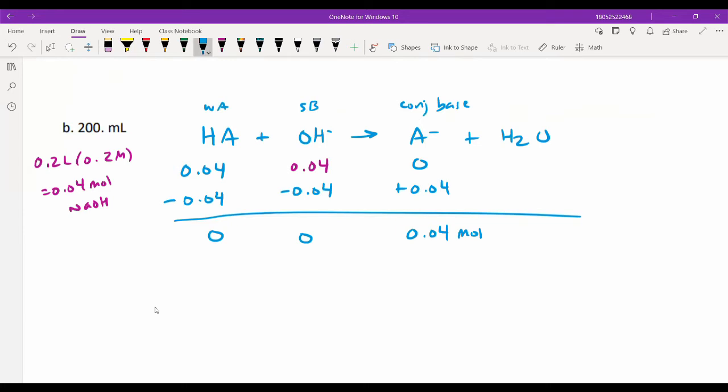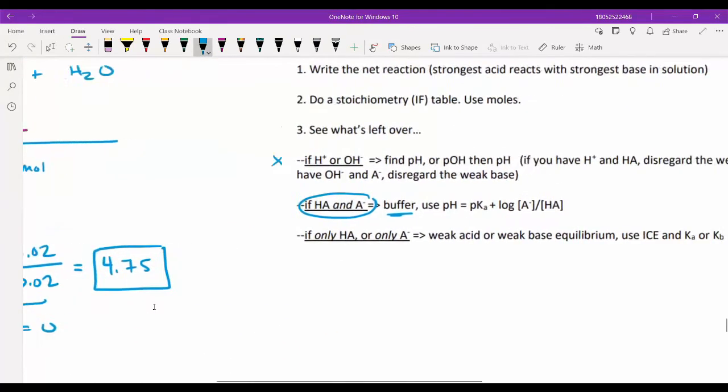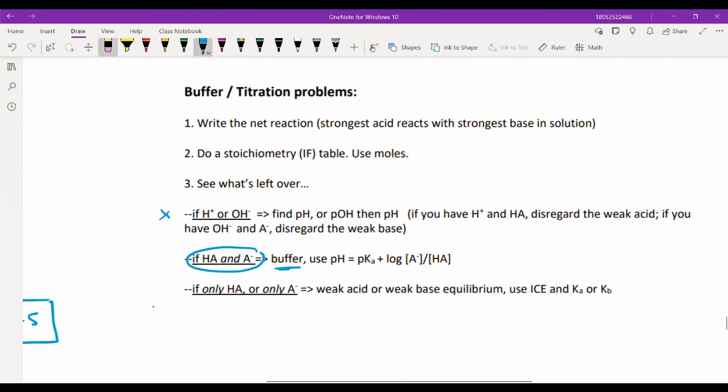And so I'm going to write this down here. Equivalence point ends up being basic due to the presence of A minus, right? Which is a base. It's not just water like in a strong acid, strong base titration, which would be neutral. It's water plus this weak base here. That's the key. This problem is the longer one of the titration problems, because what we have left over is now the third scenario here. So we have only a weak acid or only a weak base.